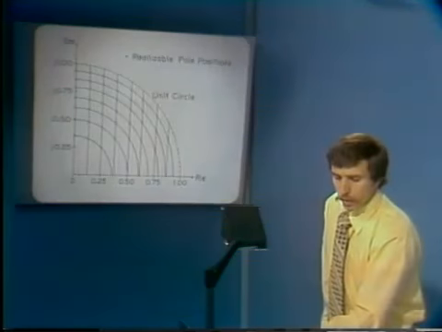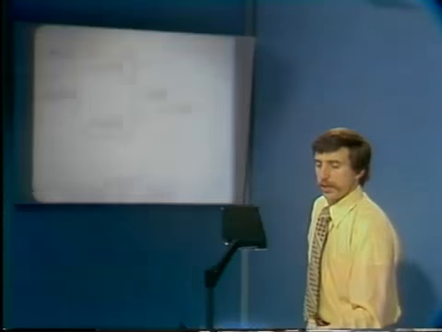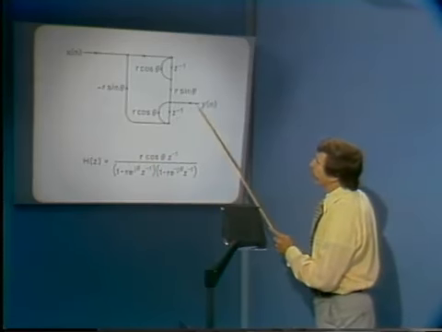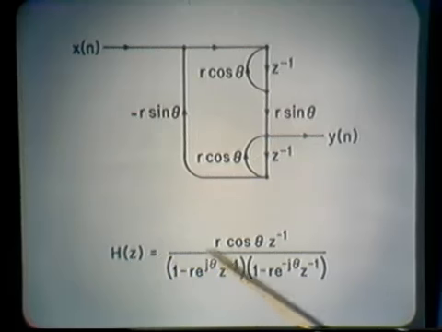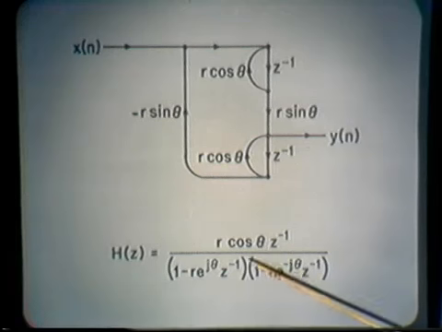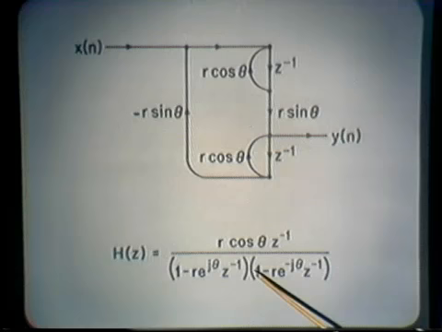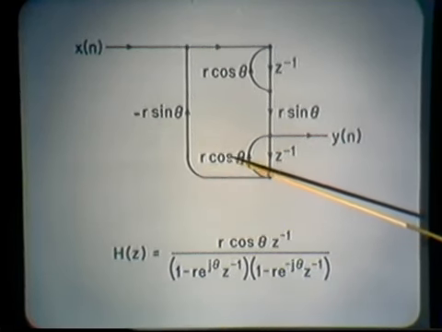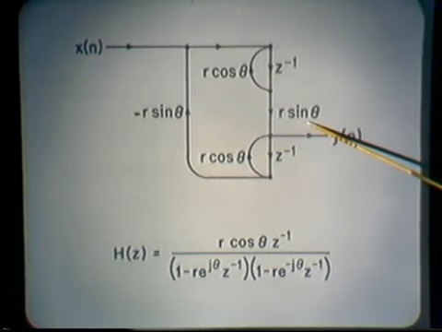Another possible implementation for a second-order pole pair is the so-called coupled form implementation. I won't justify it here, but it can be verified by inspection that the transfer function is given by the same expression as for the direct form structure that I showed previously. And the poles in this case fall again at r e to the j theta and r e to the minus j theta. But now the coefficients we see are r cosine theta and r sine theta.